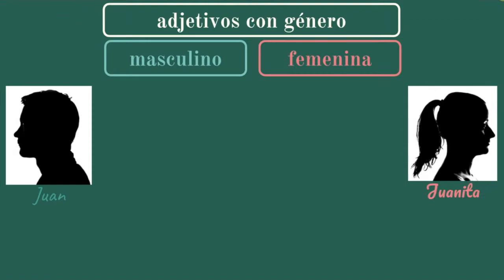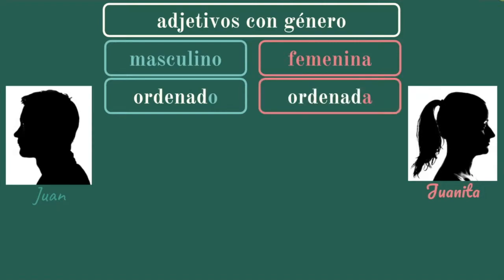So let's take a look at a couple of examples. We've got Juan over here on the left and Juanita over here on the right, and we're going to use some adjectives to describe them, okay? The first adjective that we're going to use is neat, okay? So if we wanted to say Juan is neat, Juan es ordenado. Juanita es ordenada, okay? So we have the same root word. The masculine version ends in O. The feminine version ends in A, okay?